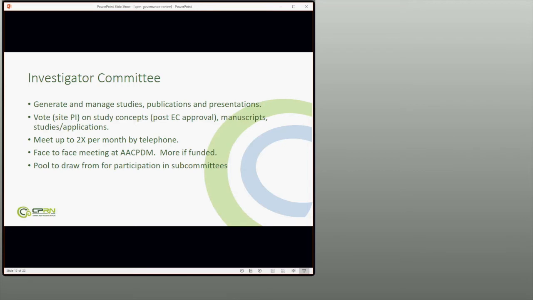And then lastly, you're the pool to draw from for participation in the subcommittees that I talked about a moment ago, and I'll go into more detail over time. So any comments about the role of the investigator committee? Any surprises, questions, comments?